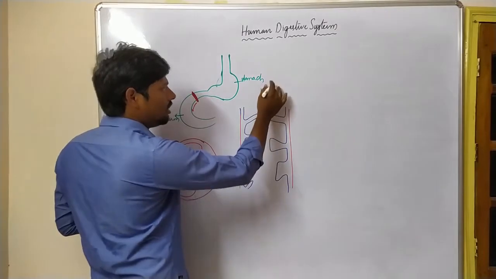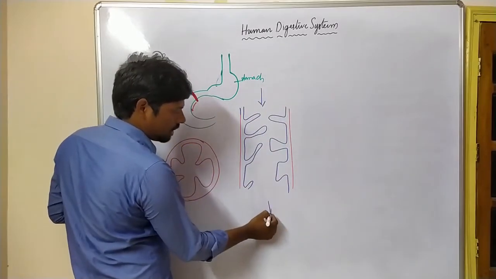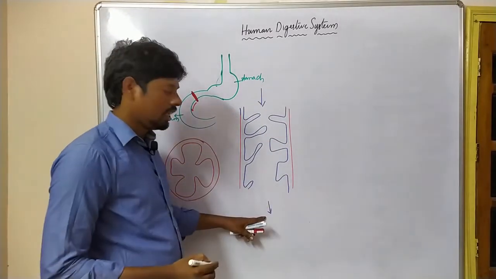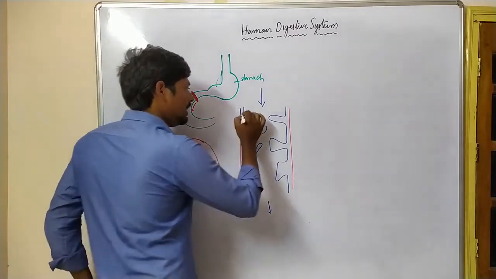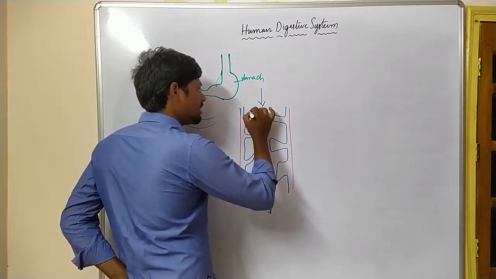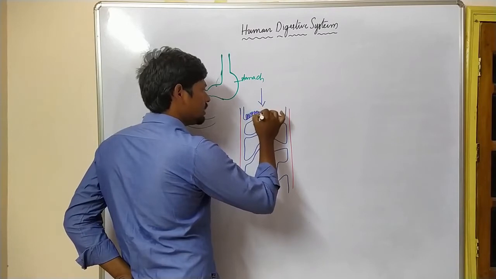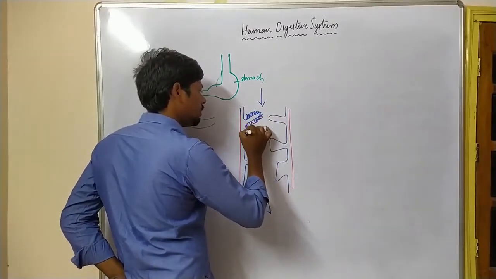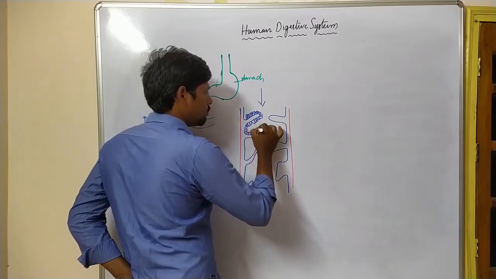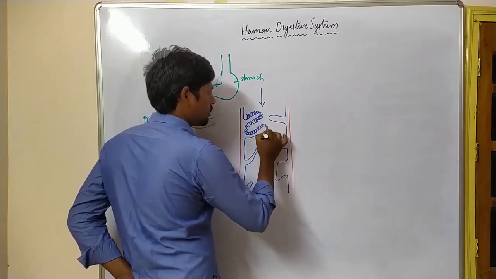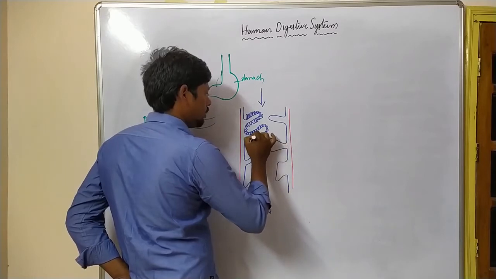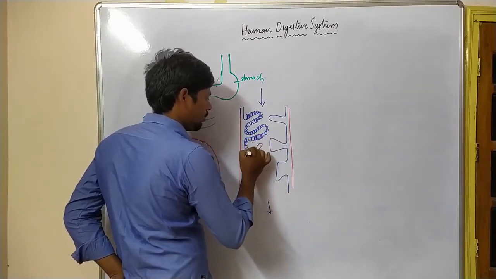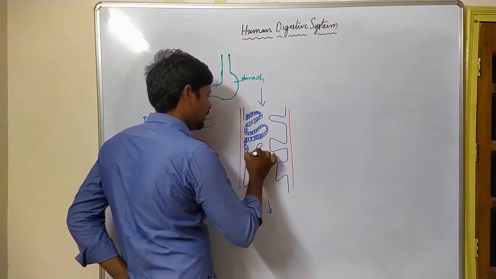Food enters from here and goes like this. So these foldings actually contain small finger-like structures. Small finger-like structures, they are called villi.